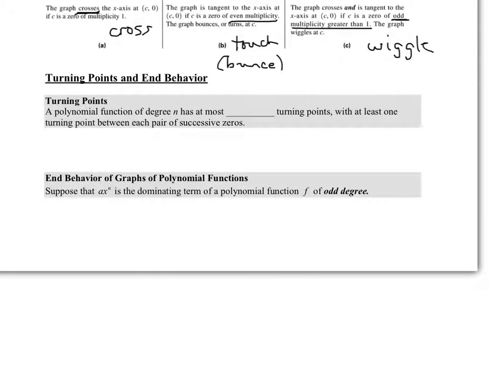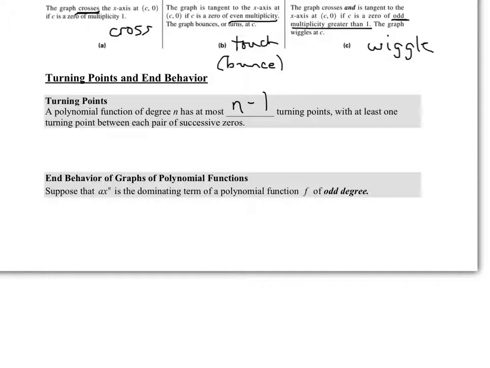Turning points and end behavior. This is another area that calculus would be needed in order to find these exactly. What I do want you to know is that if I have a polynomial that is degree n, doesn't really matter what it is, but whatever that largest exponent is, at most I can have n minus 1 turning points. I cannot have any more turning points than that. Now, I don't have to have that many, but that's the most I can have. And there would have to be at least one turning point between each pair of successive zeros. So if I'm going to have two zeros on my graph, there had to be a turning point between them in order for that to exist.